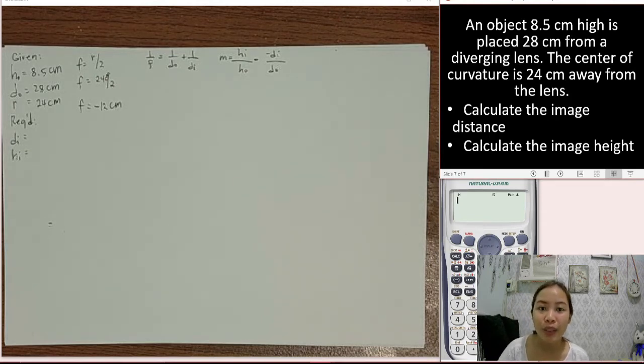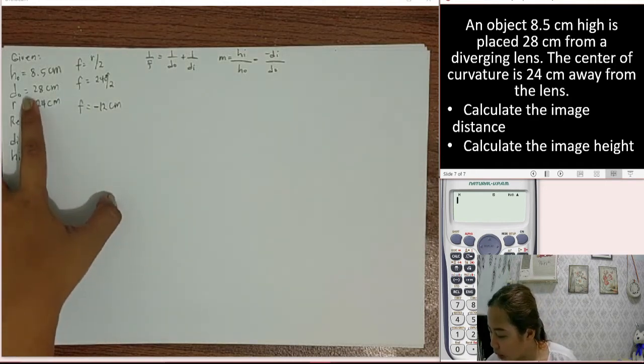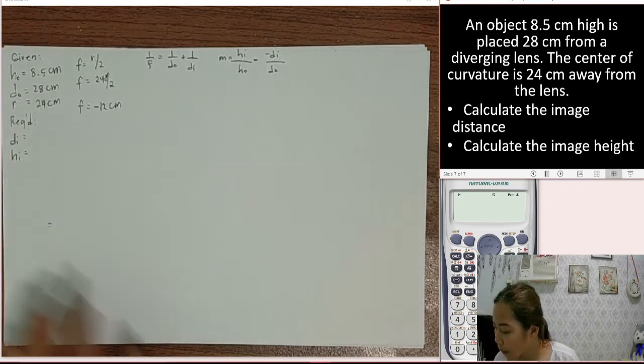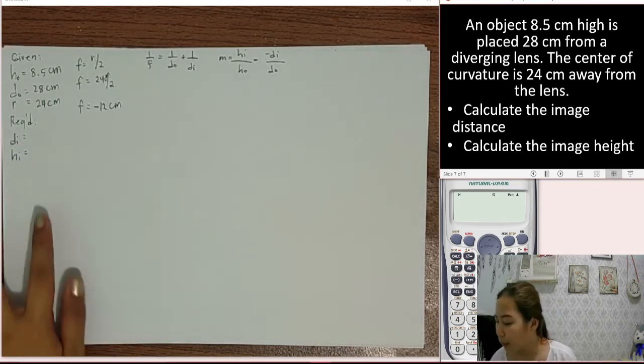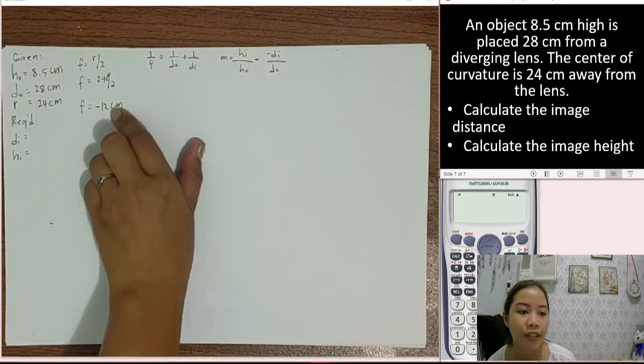the focal point on the object side. Later on I will show you what we mean by the object side. But then we have here the f, the ho, the do and the r. So we will look for di. To find di, we're going to use our first equation since we already have f.